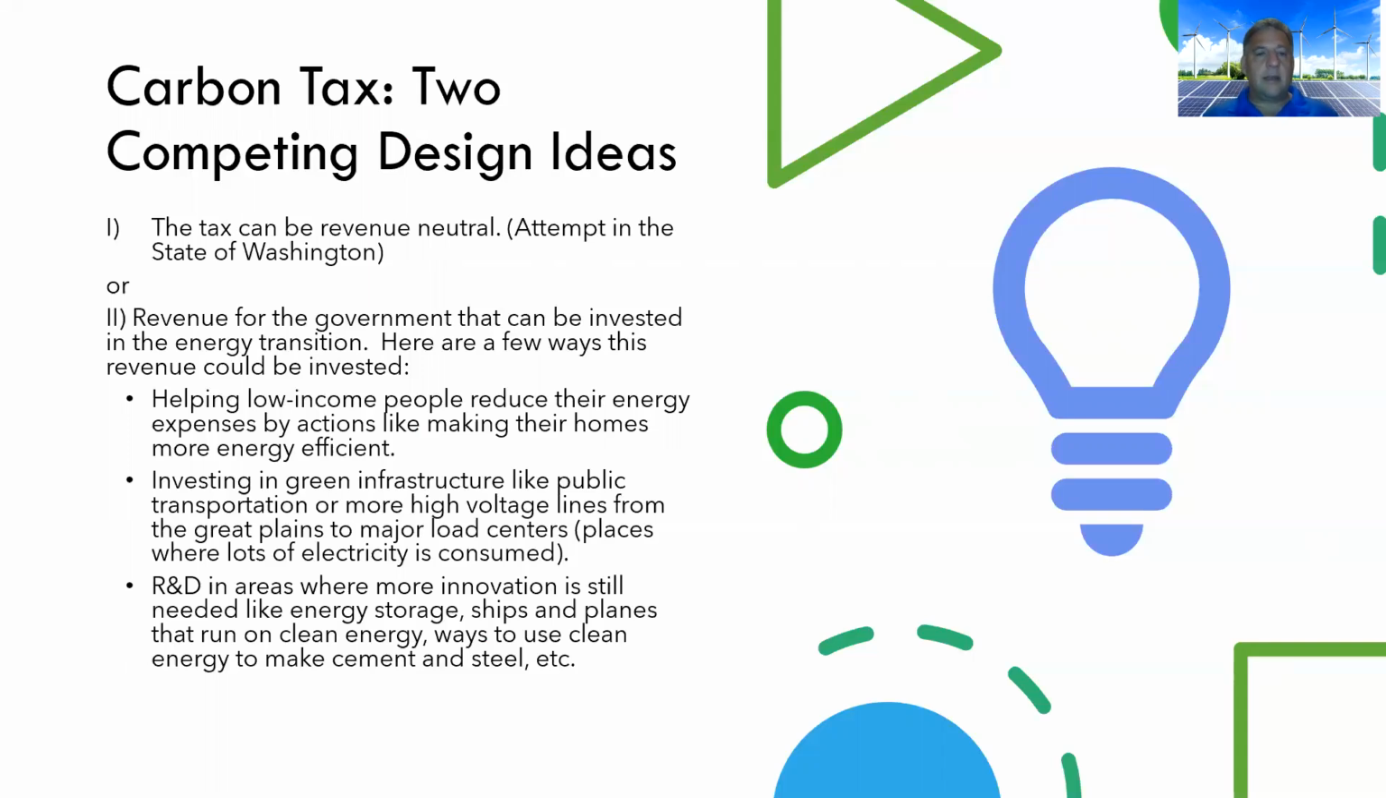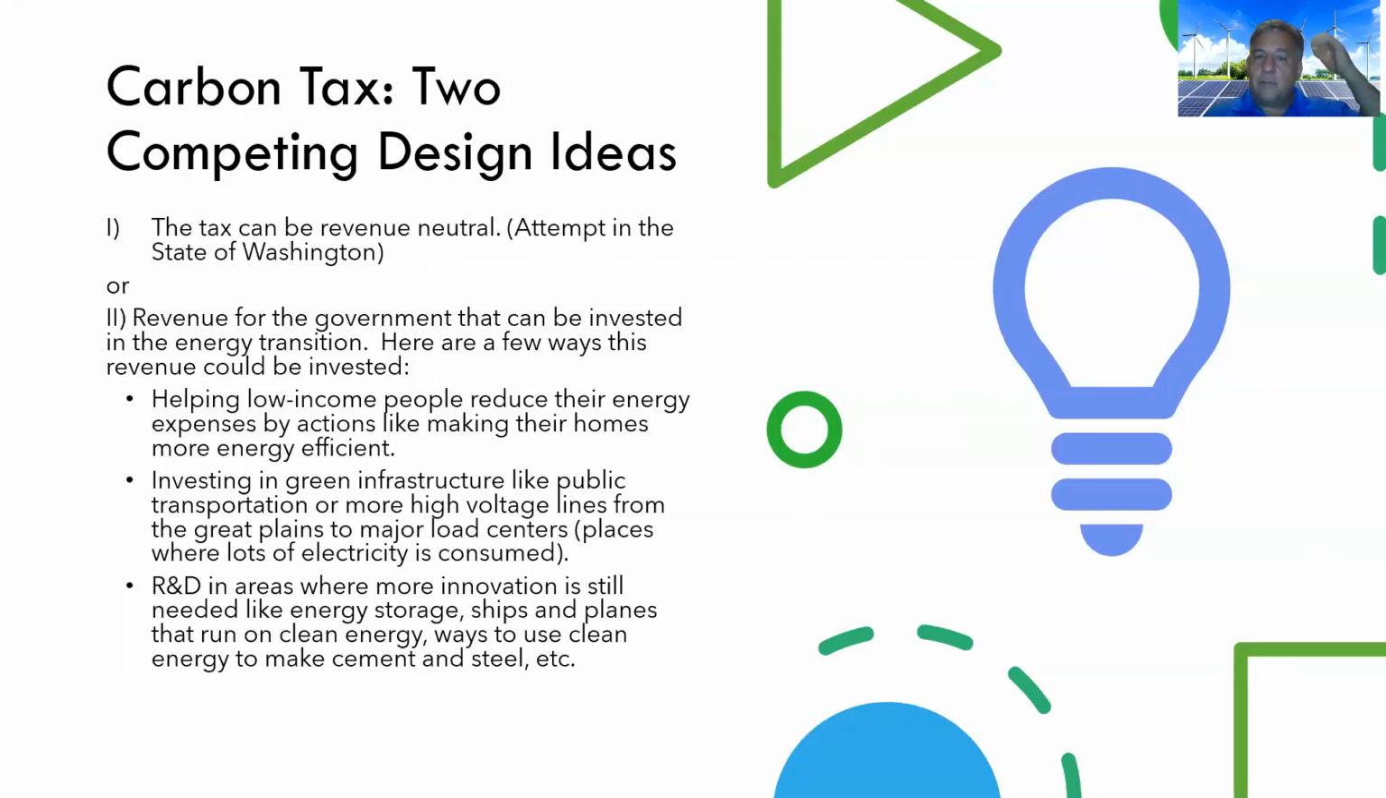But let's look at the second option now, where government actually creates new revenue. And people who are left of center often find this very appealing because you could use the money to do three basic things. One is many people are weary of the energy transition because they think it might hurt low-income people by making energy more expensive.